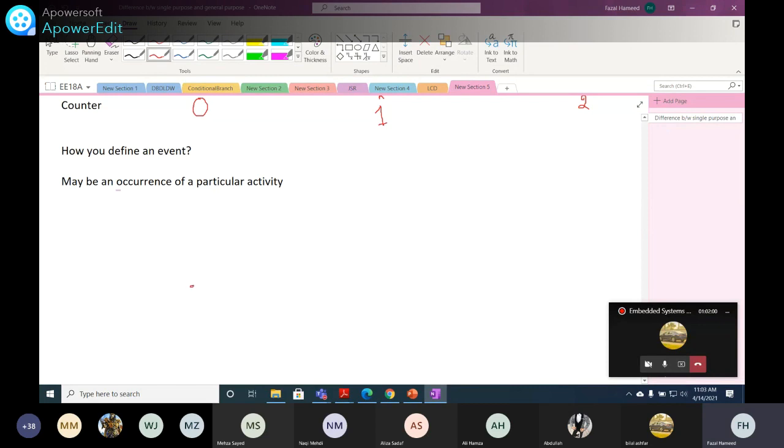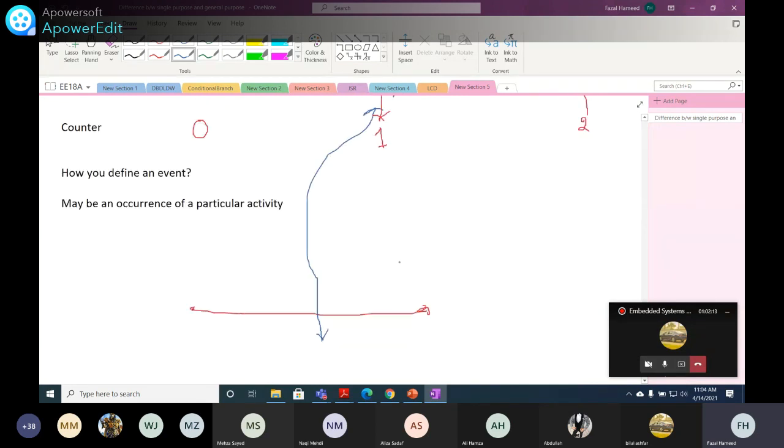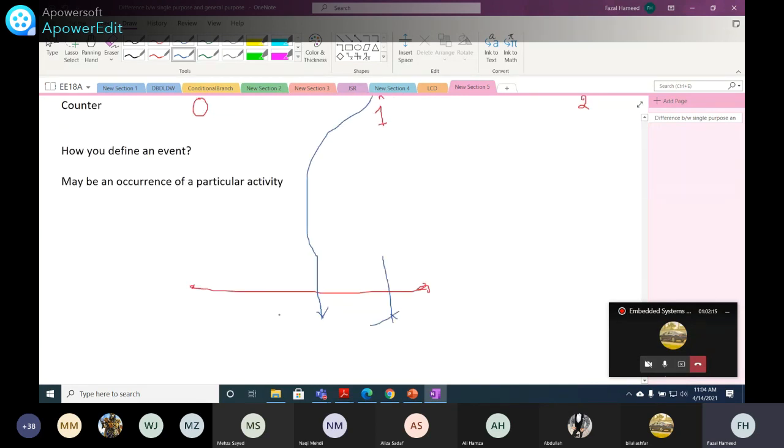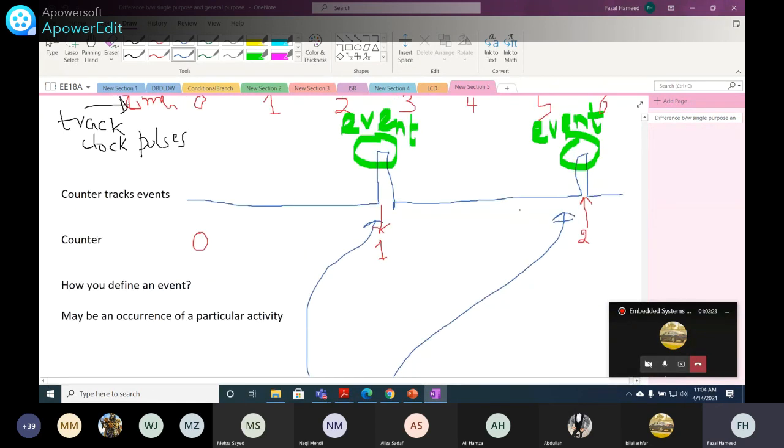Now let's assume you have a door, and you want to consider how many people pass through this door. When a person passes through this door, it is an event. When another person passes through, an event is created like this. When a second person passes through, it will also create an event.